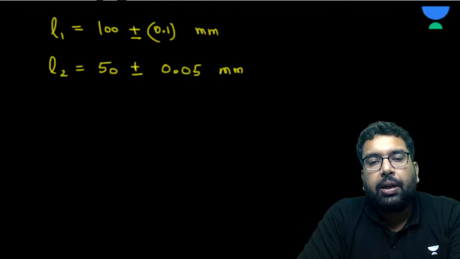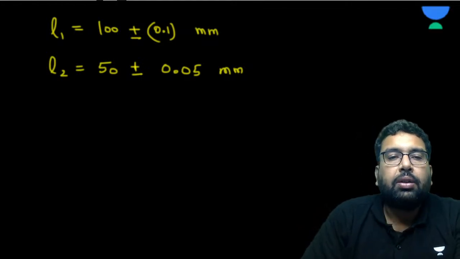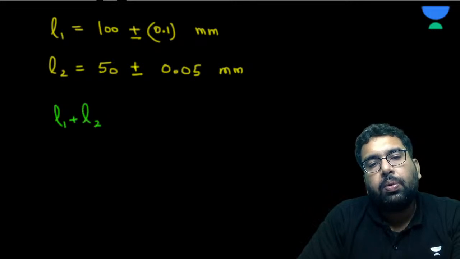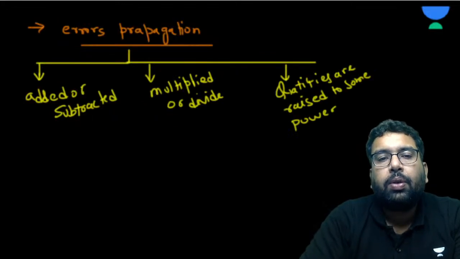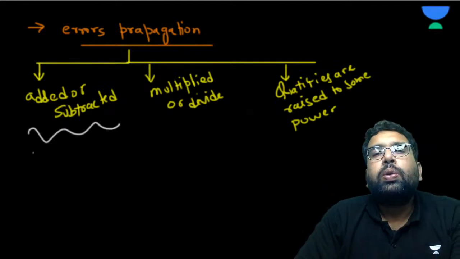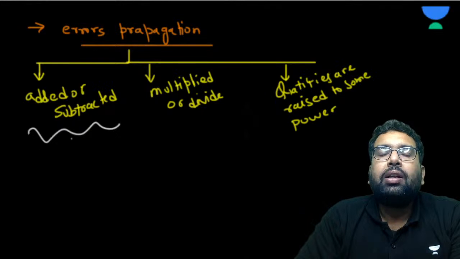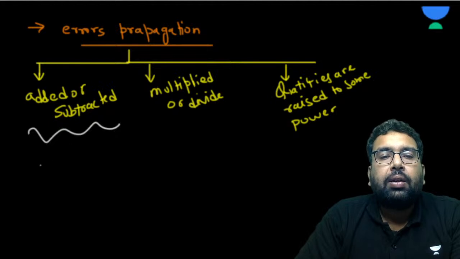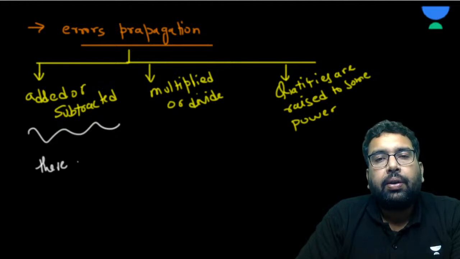In the L1 measurement, the individual error is 0.1. In the L2 measurement, the error is 0.05 mm. Now, if we add these two, if we do L1 plus L2, it will be 150. Now try to understand one thing. In addition or subtraction, whenever two physical quantities are added or subtracted, their errors are always added.